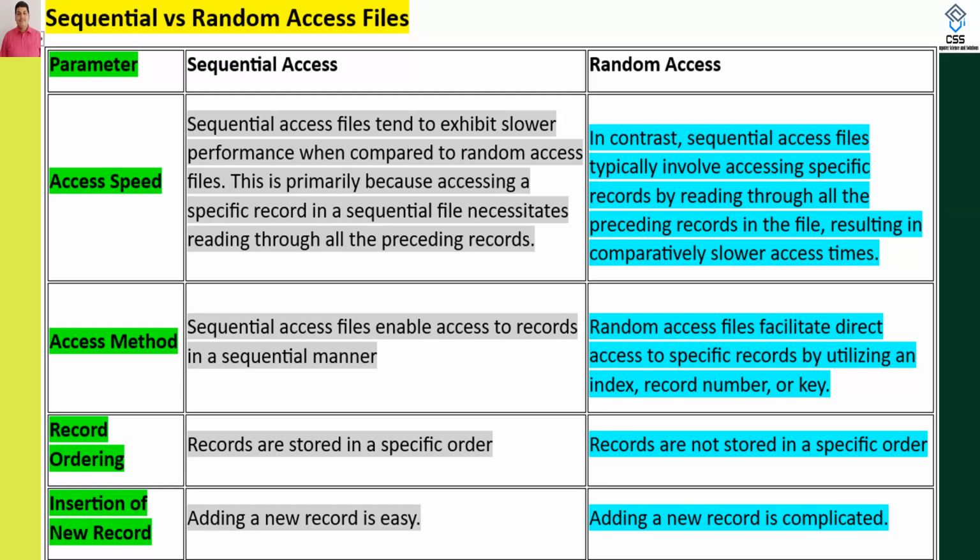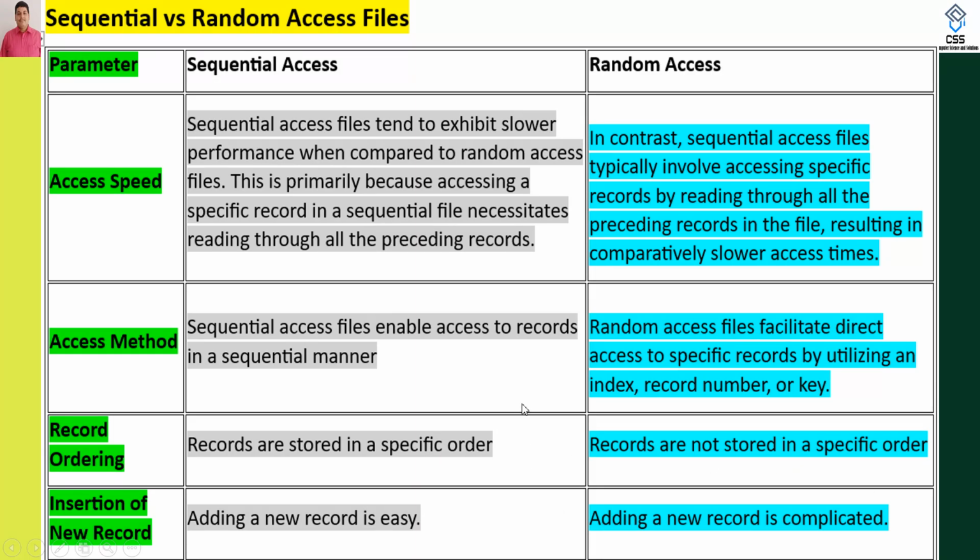So far as the access method is concerned, a sequential access file accesses the information one after another, which is time taking, whereas the random access file does not take maximum time. It randomly moves from one record to another wherever it may be present, on the basis of index or key or record number. Ordering of records is done in a specific order in sequential, whereas the ordering of records in random access file is not in a specific order.